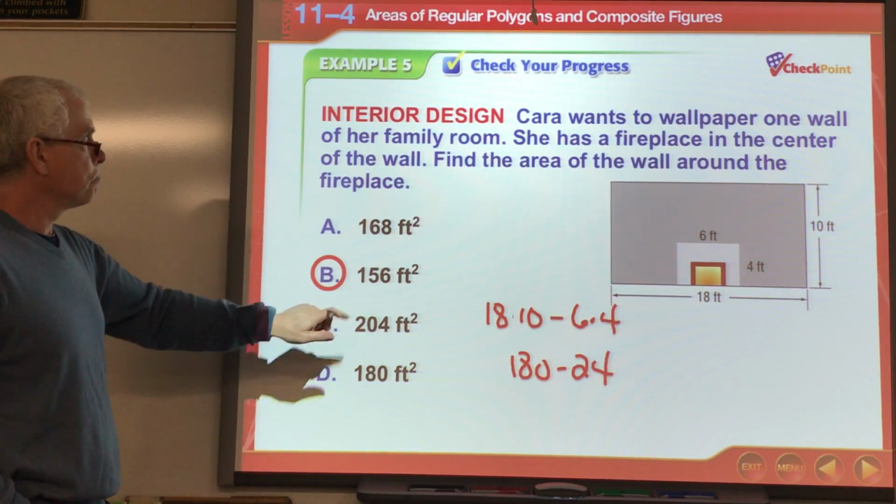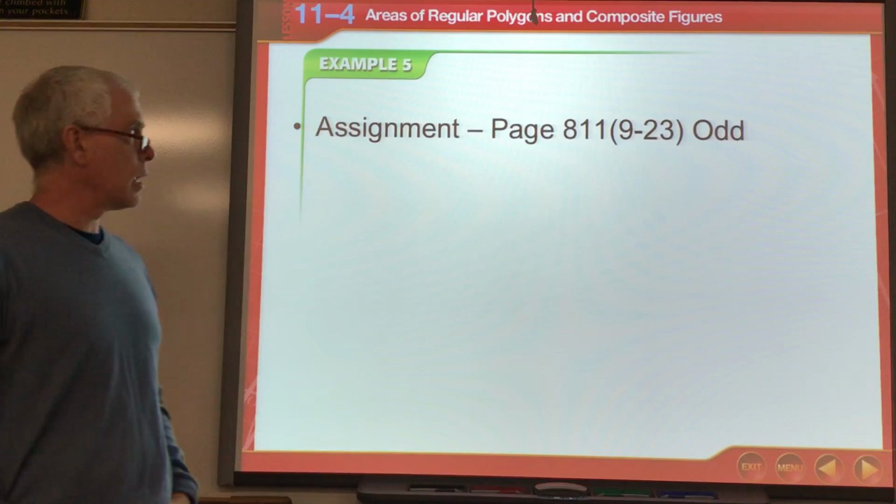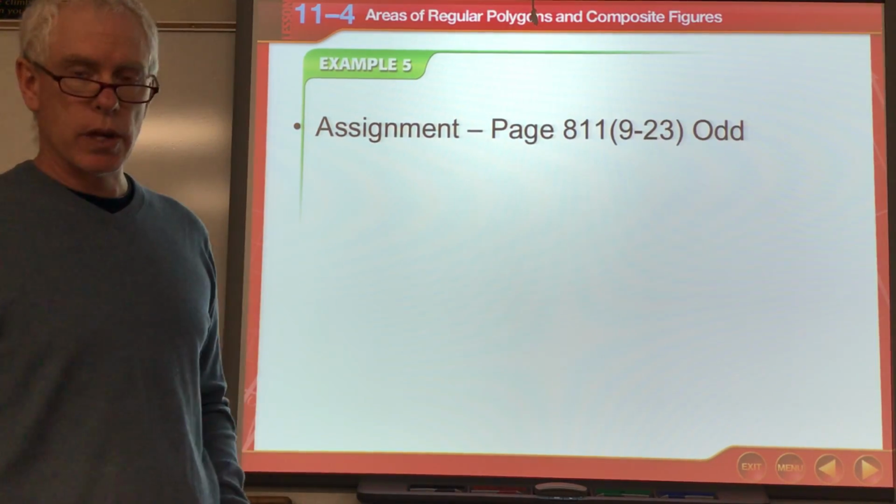Okay, not too bad. All right, there's your assignment, you guys. Pretty small today. Page 811, 9 through 23, the odds. Good luck.